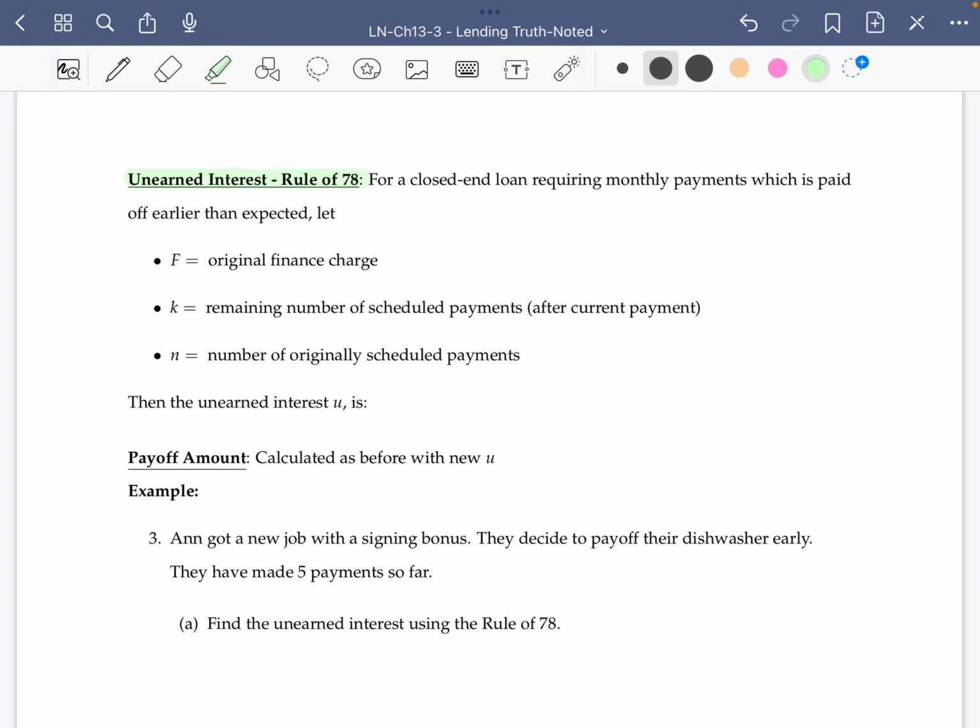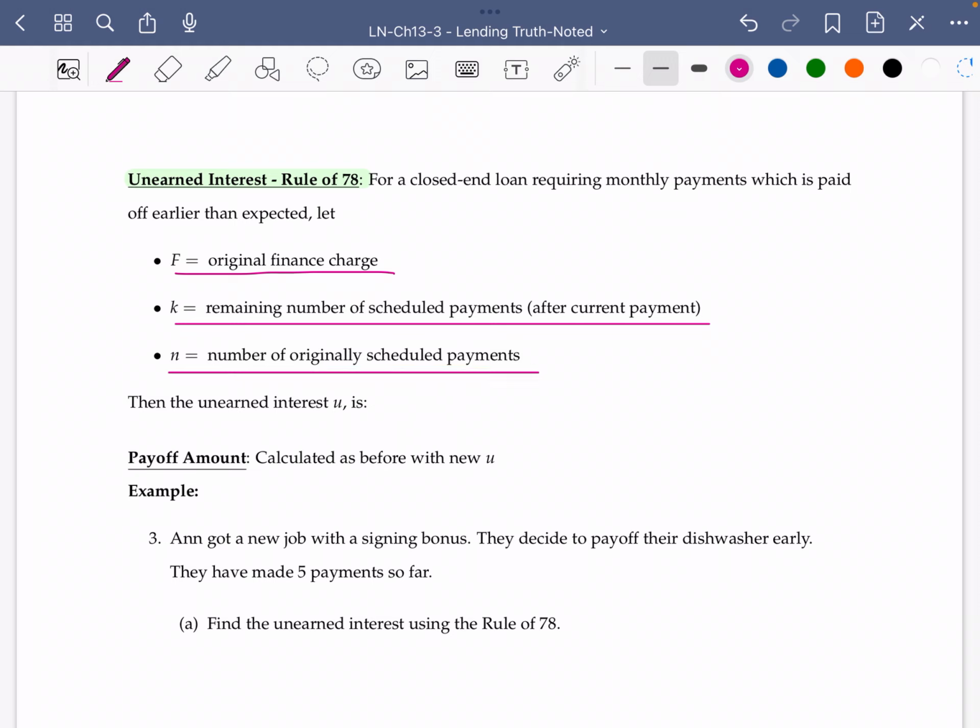Here we need to use the same kind of information. What was our original finance charge? How many payments are there after our current payment? What was the number of originally scheduled payments? If all of that is known, then the amount of unearned interest is K times K plus 1 divided by N times N plus 1 times that finance charge.